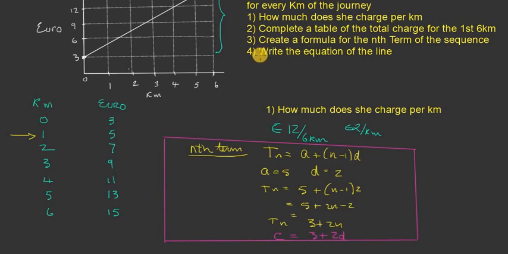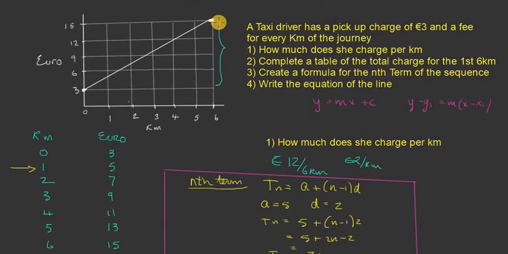Fourth part, write the equation of the line. Now you know that the equation of the line is written like y = mx + c, or y − y1 = m(x − x1). But we do have a y-intercept. You know that's 3, and all we need to work out is the slope. So what is the slope? Well, the slope is the rise over the run.